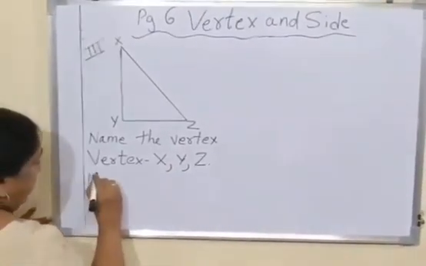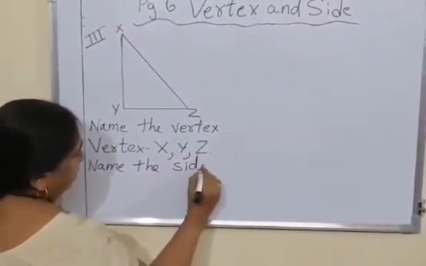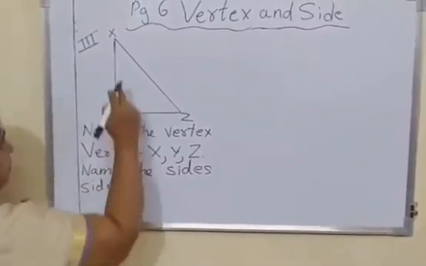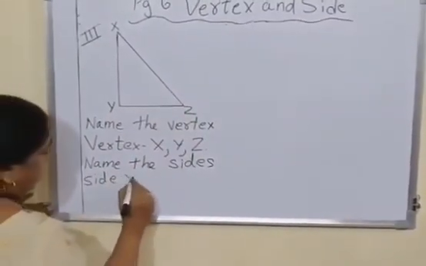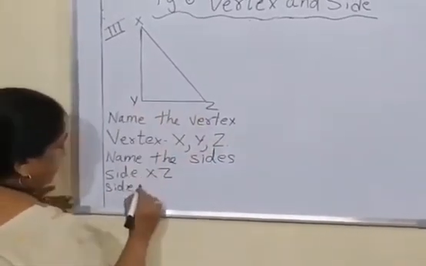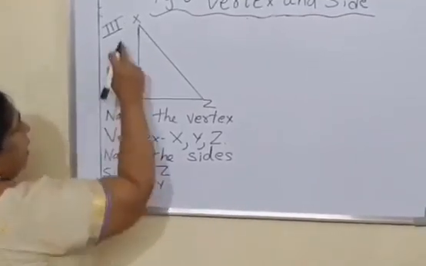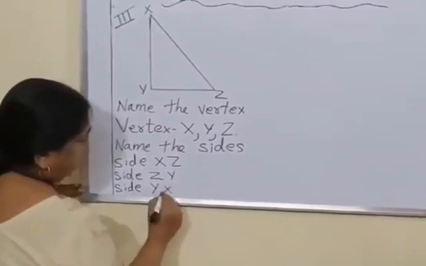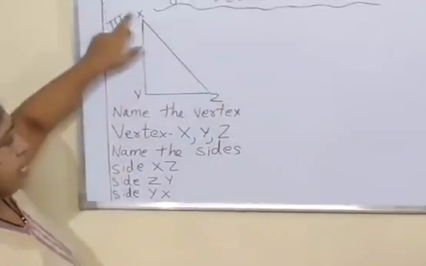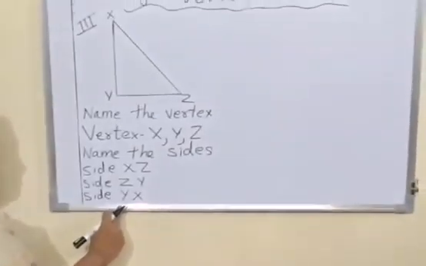Then we will write name the sides of this triangle. So when you are writing the sides, you have to write here side X, Z, side Z, Y, and side Y, X. You can write it in the other way also. You can write side X, Y, side Y, Z, and side Z, X. So in the triangle there are three sides. So you will have written here three sides. Did you understand, children?